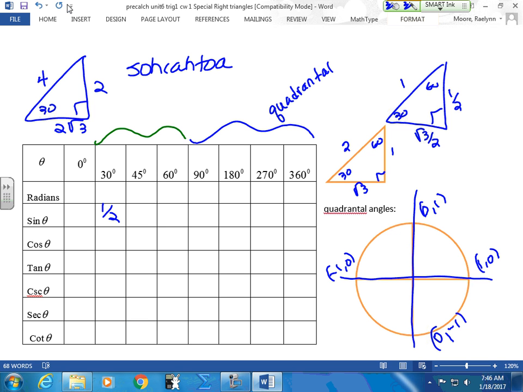Okay? Cosine of 30. What's the cosine of 30? Adjacent over hypotenuse. Pick any of those triangles to do.